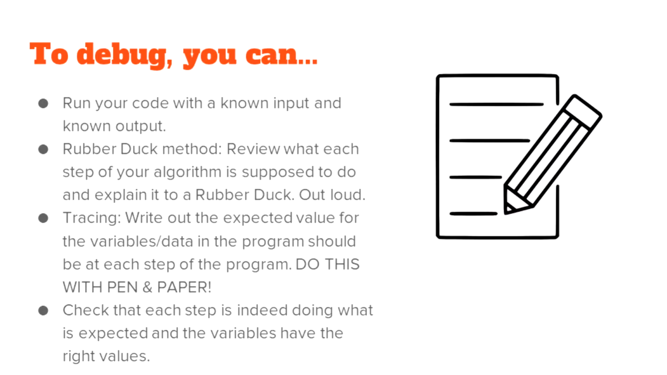Write out the expected value of all the variables and other data on pen and paper at each step of your code. You should even draw out the memory model at a basic level. The fourth and last method is checking within the code that each step is indeed doing what is expected and the variables have the right values.